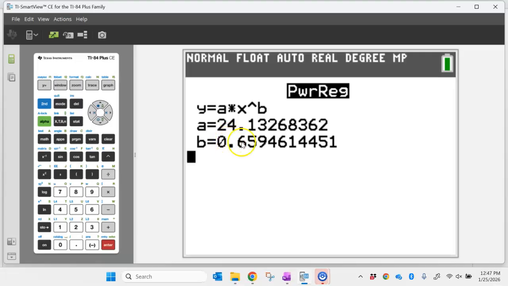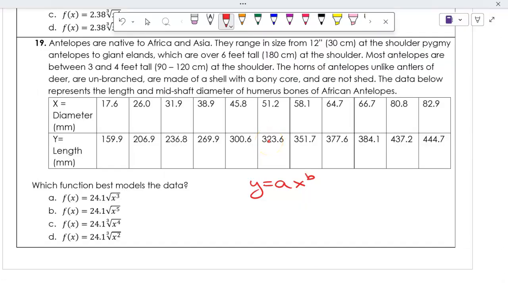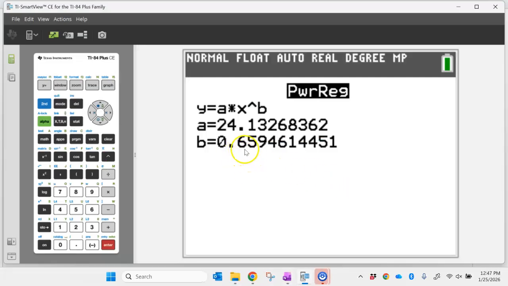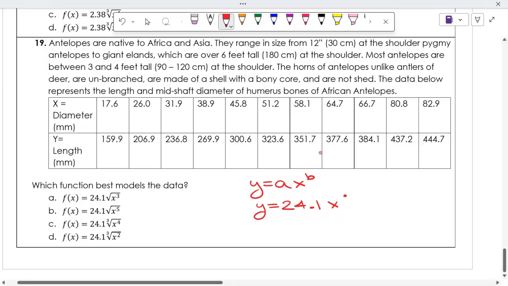If I come back over here, I'm just going to rewrite the information down on my screen. So I've got 24.132, and if I come back over here, 24.1. Oh, okay, so at least that matches. So I got y equals 24.1. That matches that a value. And then I have x to the exponent of b, and over here, b is 0.659. Okay, so we'll do 0.659 as my exponent.